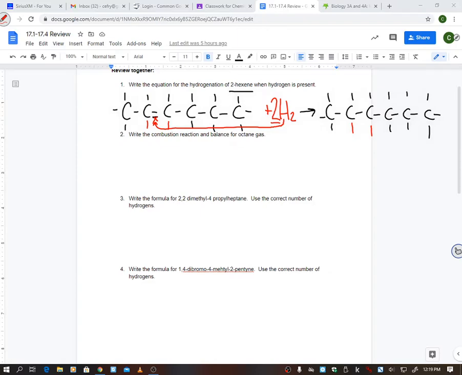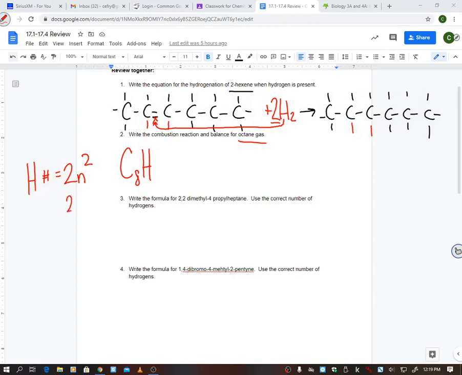So we're going to look at how the combustion is a little bit different. All right, so combustion reaction for, we want octane gas. So octane gas is C. Now this time I am not going to write this thing out. I'm just going to write how many carbons and how many hydrogens I have. So octane is 8. Hydrogens. Now to figure out my hydrogen number, I'm going to do this.